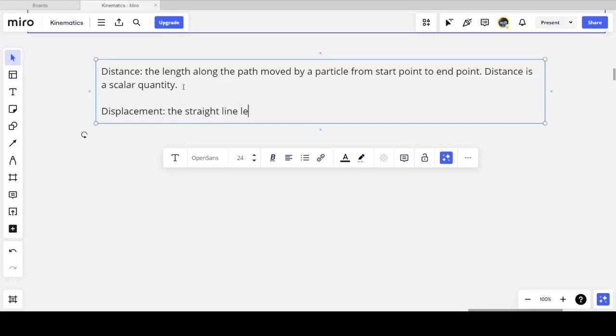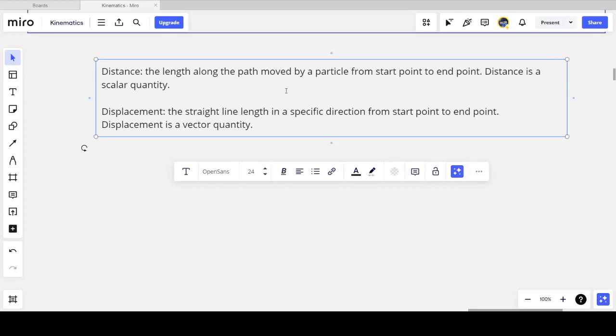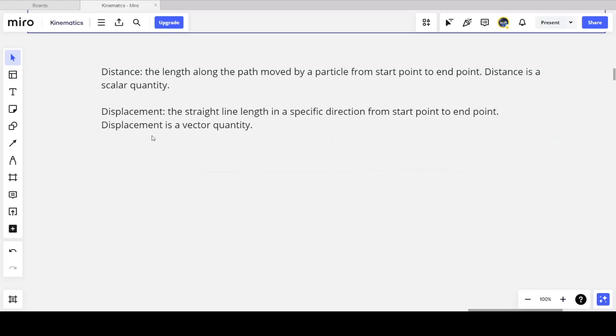The displacement is the straight line length, and again we'll see what this means, the straight line length in a specific direction, again from start point to end point. But because I said it must be in a specific direction, displacement is a vector quantity. So a vector quantity is any quantity that has magnitude and direction. So distance only has a magnitude. It is measured in meters. The SI unit for distance is meters. The SI unit for displacement is also the meter, but it also requires a direction.